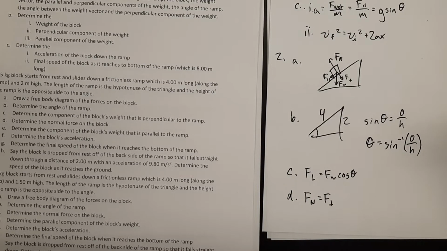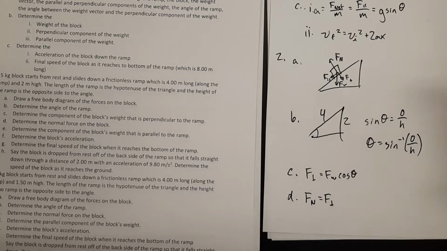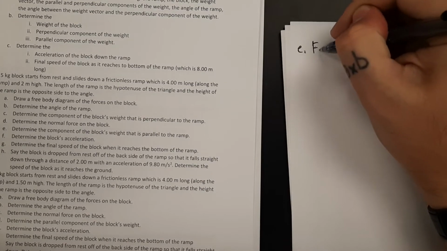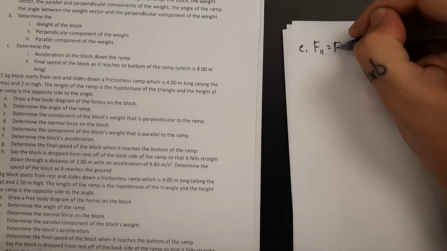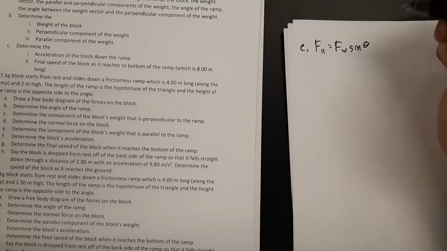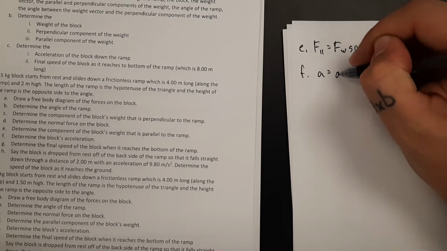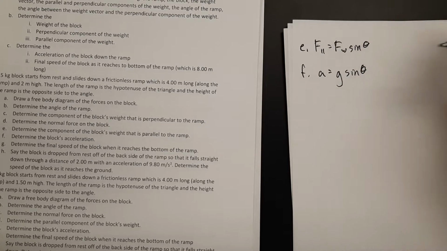Part E, determine the component of the block's weight that is parallel to the ramp. All right, so looking for the parallel component, F parallel is just that opposite side, so that's going to be FW sine theta. Okay, F. Determine the block's acceleration, just like before. If we're looking at a frictionless ramp, A is equal to G sine theta. So gravity times the sine of your angle, in this case the angle being whatever you found in part B.